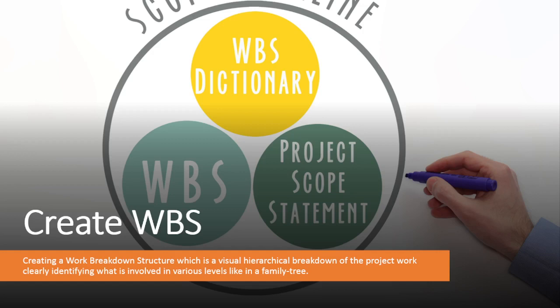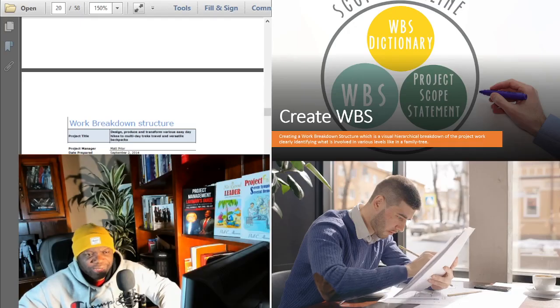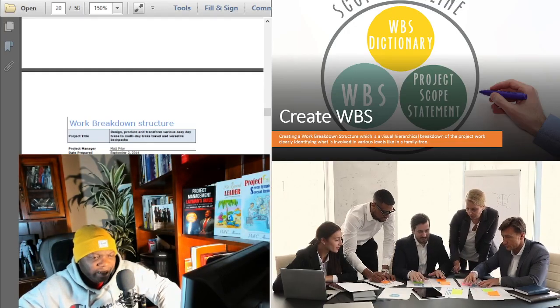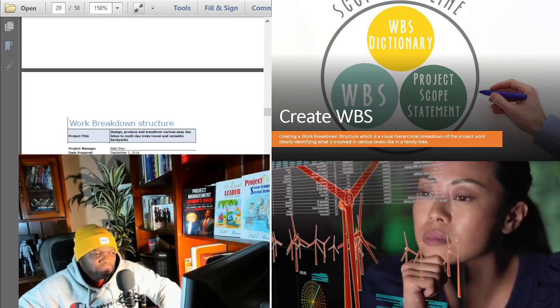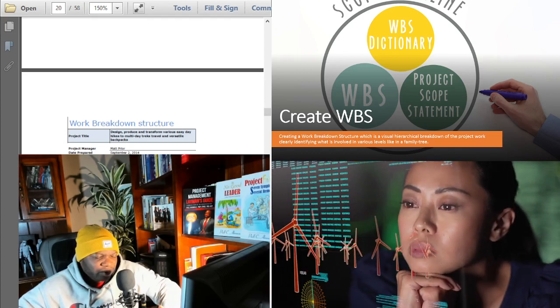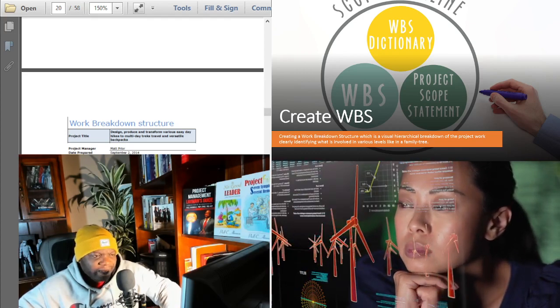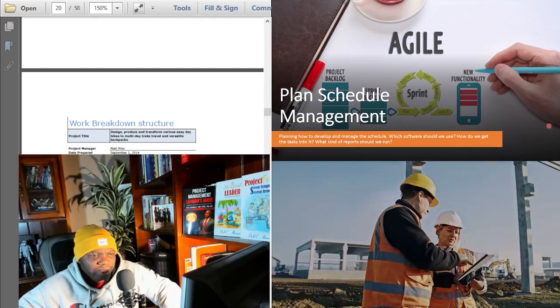What happens after you create the WBS? Well, after creating the WBS, you move into the next knowledge area. That's right. I didn't say the next process. No. That's pretty much it for scope. So we're going into what happens in the next area called schedule management. So after you create your work breakdown structure, you get into plan schedule management.